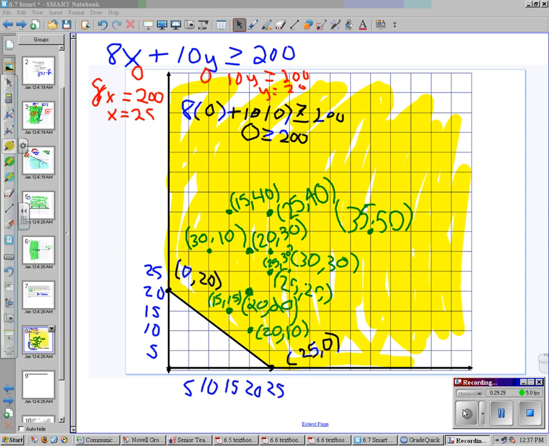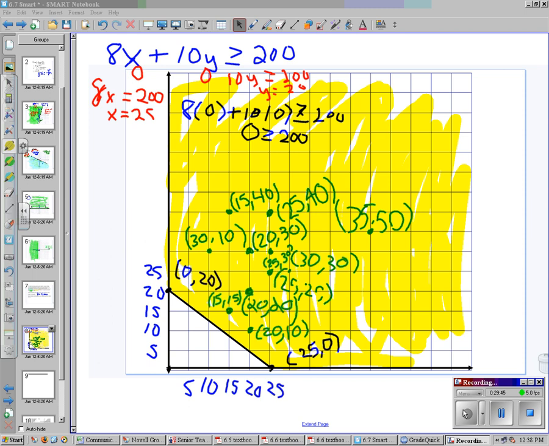Wow, look at all those points in there. Are they all solutions? How do you know they're solutions? They're in the shaded area. Okay, that's a good point. You could check each one of them, couldn't you?